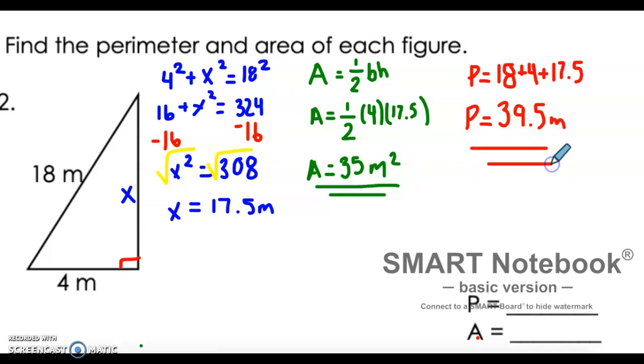And then perimeter, remember perimeter is the distance around the outside of a figure. So here, to find the perimeter of the triangle, we're just going to add up all three sides of the triangle. So 18 plus 4 plus 17.5, perimeter gives us 39.5 meters.